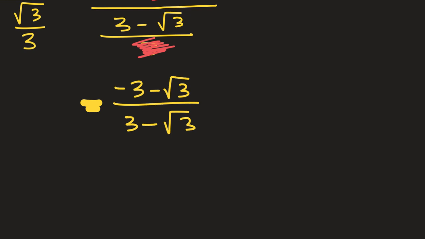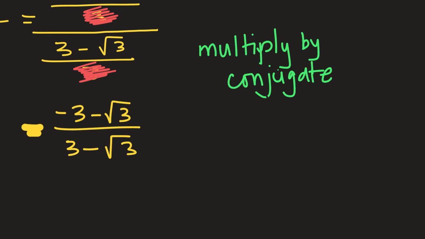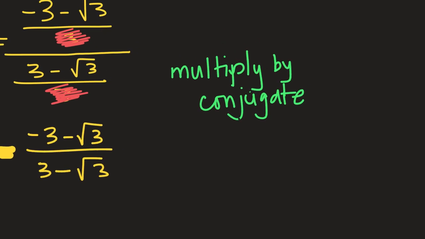Okay, so here we have the situation where we have a radical in the denominator. Mathematicians don't like to have radicals in the denominator. So there's a process that we use in order to get rid of the radicals, and that's called multiplying by the conjugate. And you say, all right, what's a conjugate?